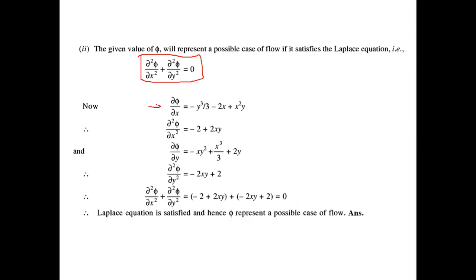Take two derivatives. This is the first derivative, this is the second derivative. So the second derivative of phi is with respect to x. Similarly, the first derivative of phi with respect to y, and the second derivative of phi with respect to y. This is the second derivative of phi with respect to y, and this is the second derivative of phi with respect to x. Just substitute these values in the equation.